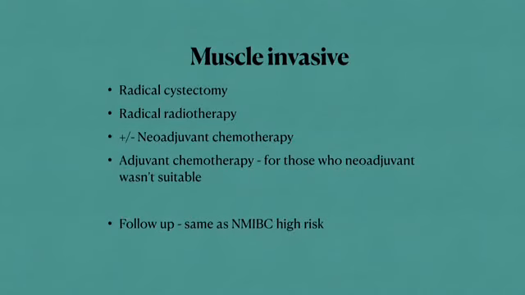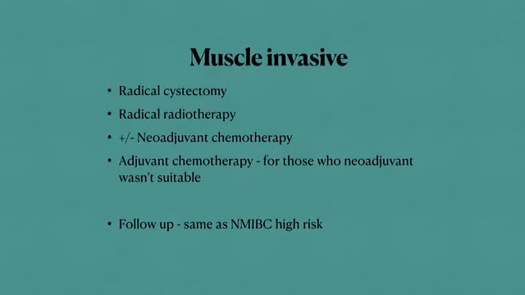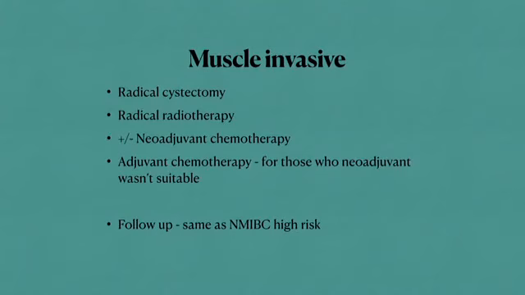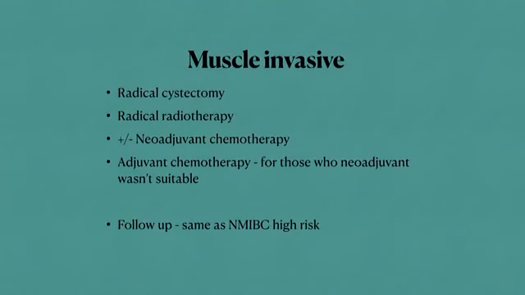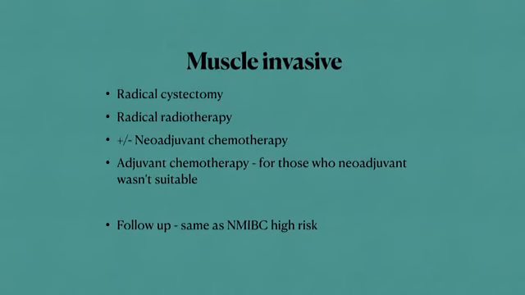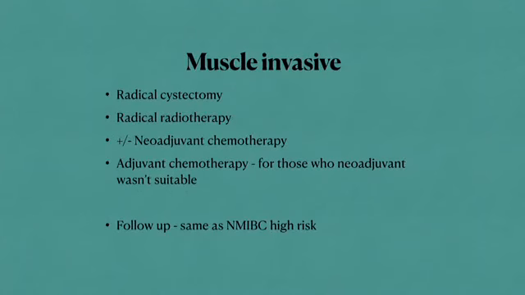So muscle invasive bladder cancer, which is T2 and upwards, is treated much more radically, so with radical cystectomy or radiotherapy, plus or minus neoadjuvant chemotherapy for those that are suitable for it. Adjuvant chemotherapy may be given to those that didn't have neoadjuvant, say if they've been upgraded in their grading. They will then be followed up the same as high risk non-muscle invasive, so with regular CT scanning or with regular and long-term flexible cystoscopies.